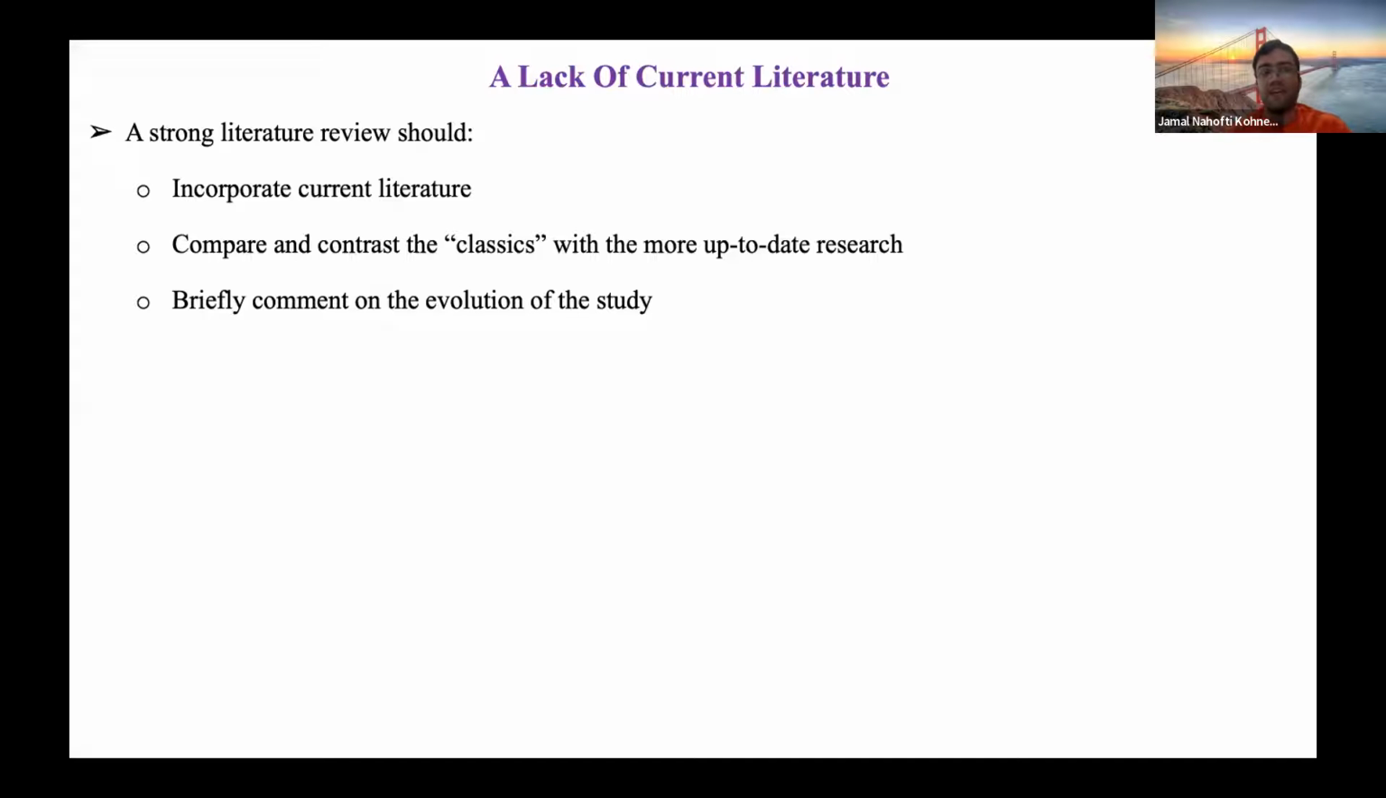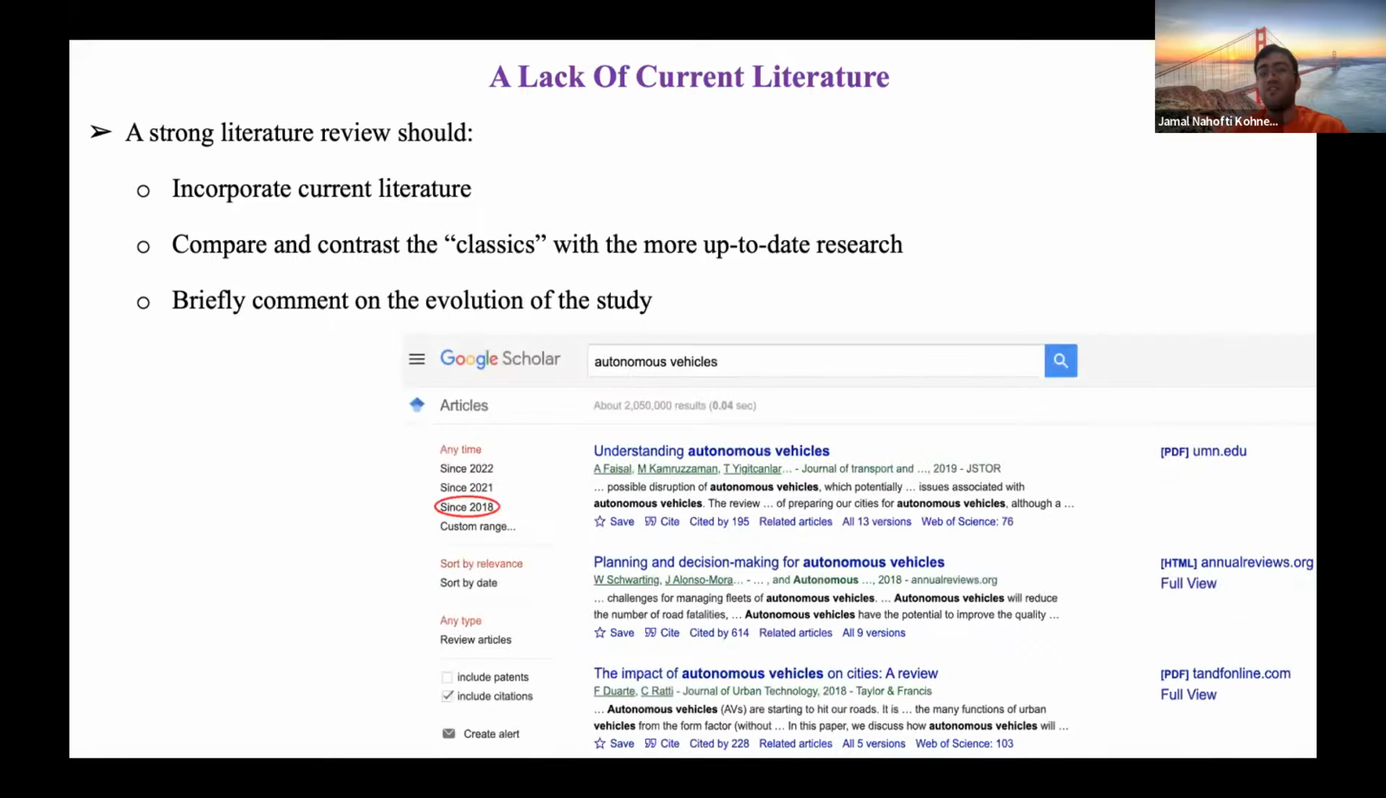The first feature is that you need to incorporate current literature review, not just use the previous study. You need to talk about the recent studies. You can use different search engines, such as Google Scholar, Scopus, Science Direct. Based on your field, it can be different.